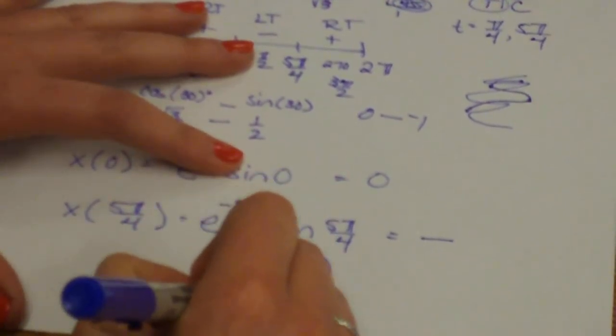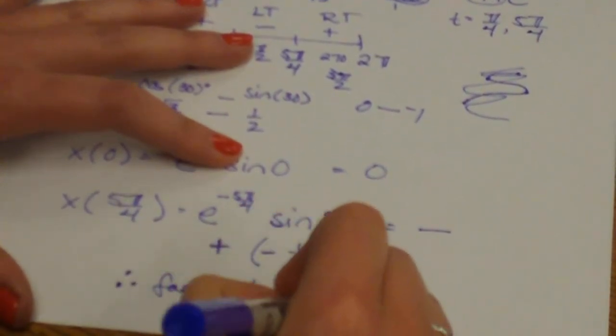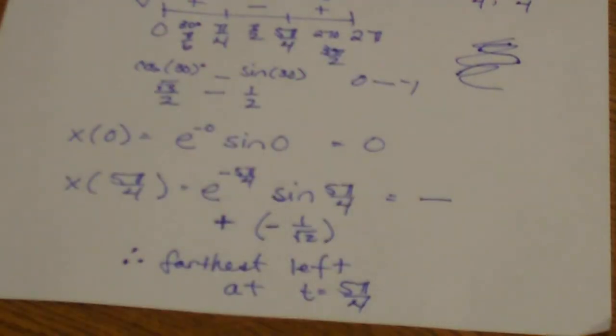So therefore, farthest left at t equals 5 pi over 4. Conveniently, I don't need to find the exact position because I don't really know it, but I know that it's further to the left here after 5 pi over 4 than it was at 0. So that's the first part of this problem.